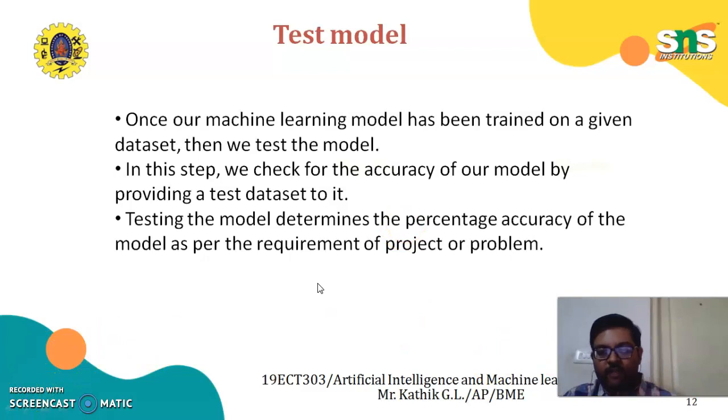So we test the developed model using the testing data set. To test the model means to determine the percentage of accuracy of the model as per the requirement of the project or problem.